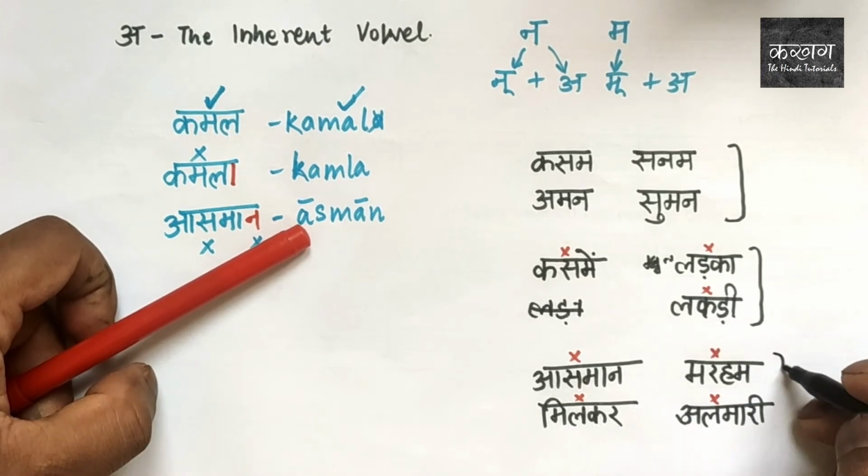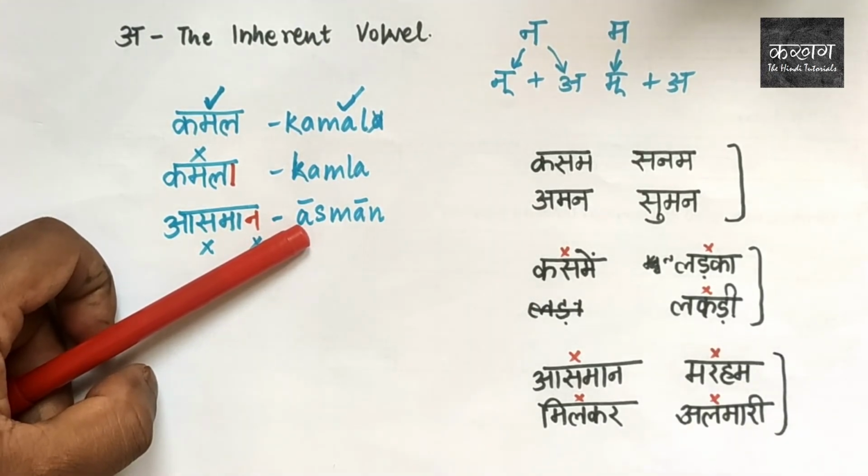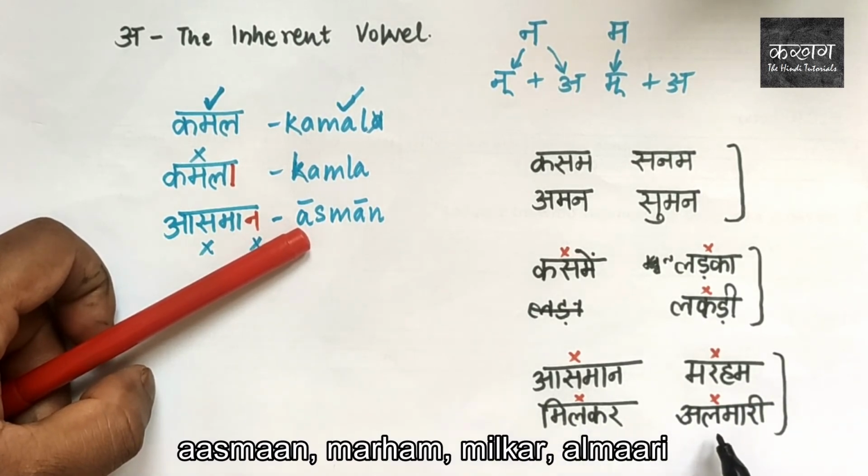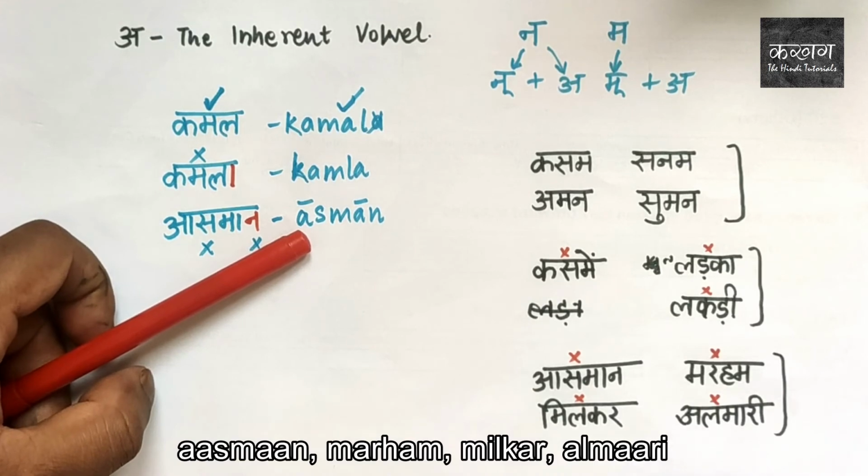The third group is four-lettered words. Asman, Marham, Milkar, Almari.